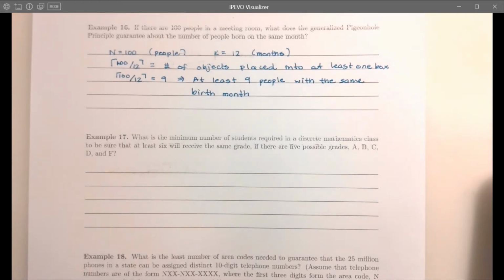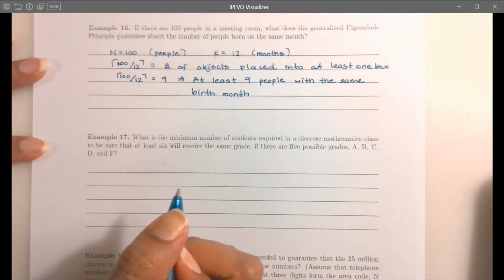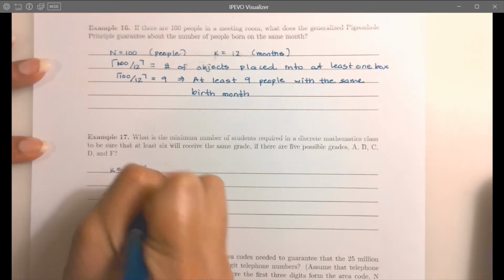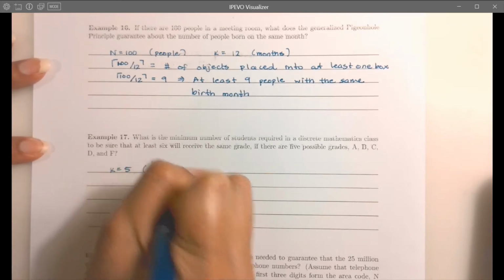Example 17 reads, what is the minimum number of students required in a discrete math class to be sure that at least 6 will receive the same grade if there are 5 possible grades, A, B, C, D, and F? Okay, so again, relating it back to the objects and categories, in this case, students are like the objects and the grades are like the categories or the boxes that we are trying to fit the students into. So we know how many categories we have. It's 5 for the different possible letter grades.